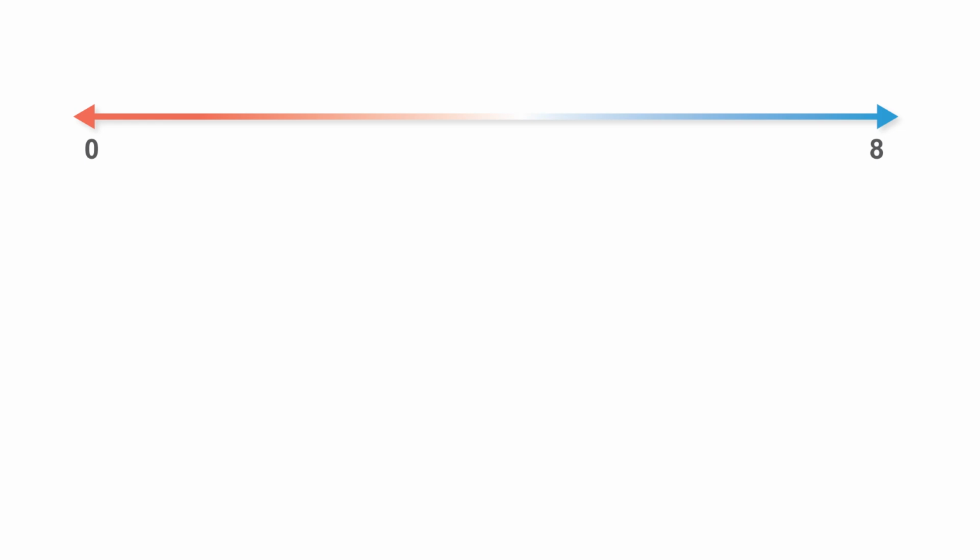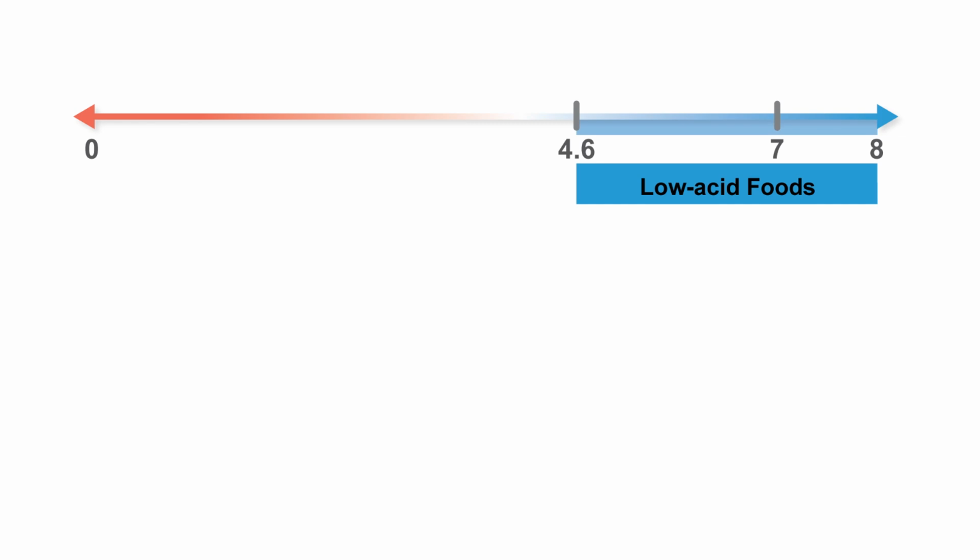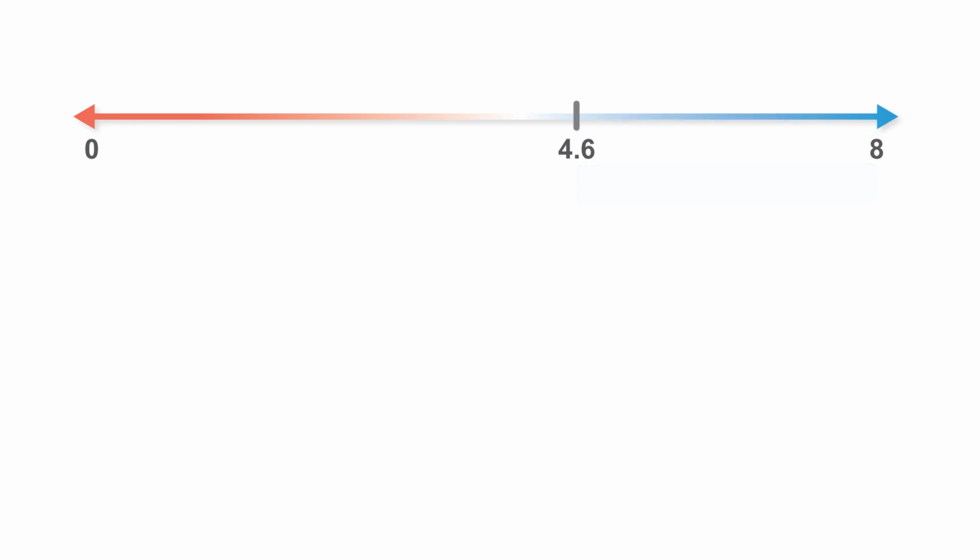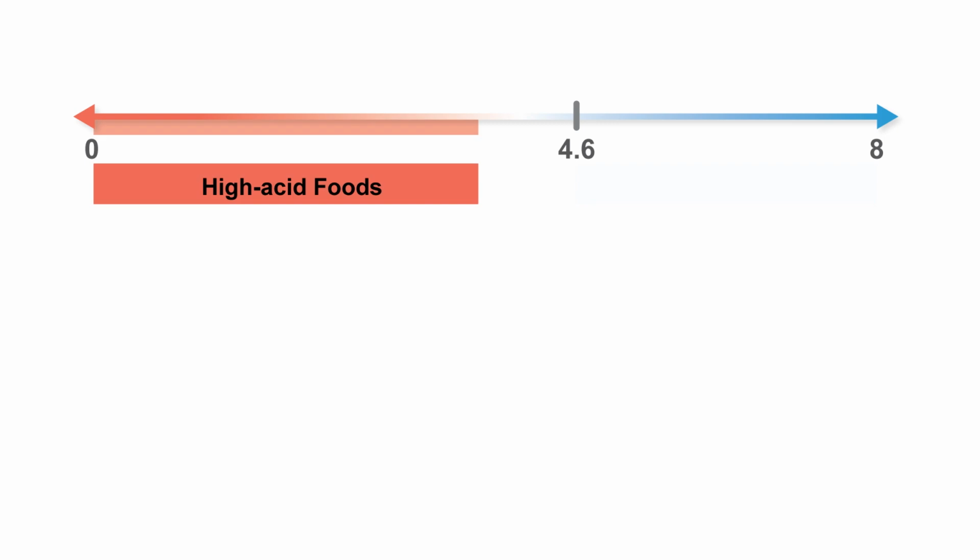Bacteria grow best in food that is neutral to slightly acidic, in the pH range of 4.6 to 7. We categorize foods in this range as low acid. Foods with a pH of 4.6 or below are too acidic for most bacterial growth. We categorize foods in this range as high acid. The key point to remember is that high acid foods are acidic enough to prevent most bacteria from growing and are therefore safe to can using the water bath and atmospheric steam canning methods.